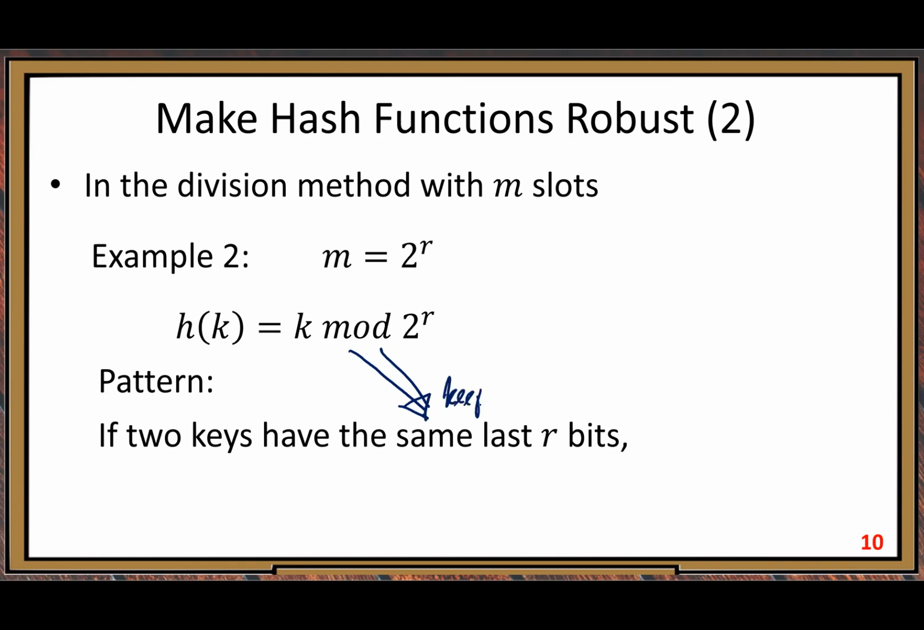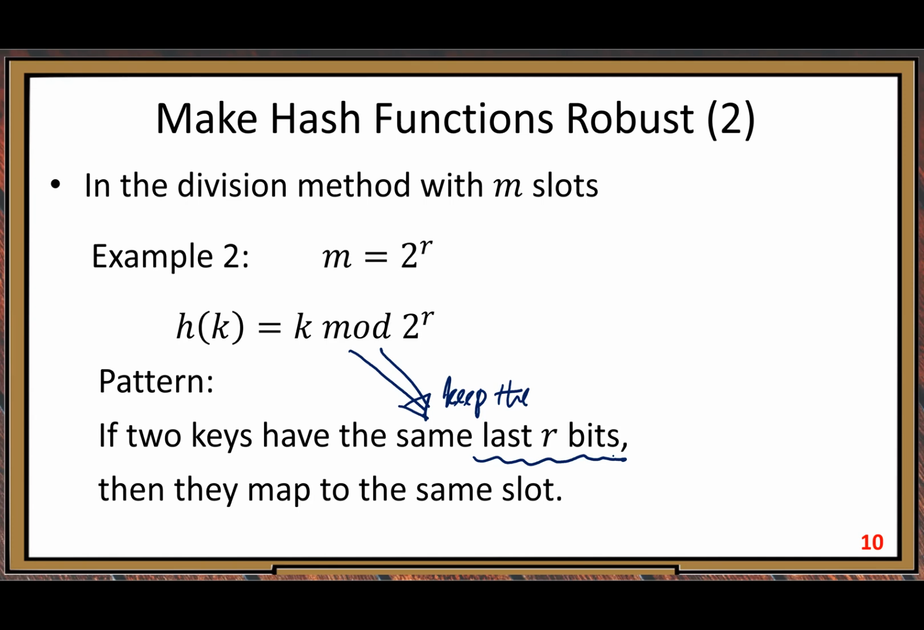So the modular operation keeps the last R bits. If two keys have the same last R bits, then they have the same hash function value, the same slot. That's not good, right? If you choose this hash function, it's very easy to break it. We do not want to see this problem appear. So we want to fix it.